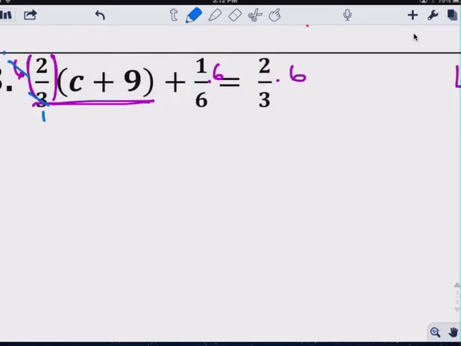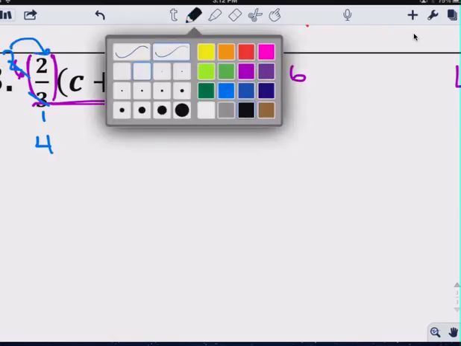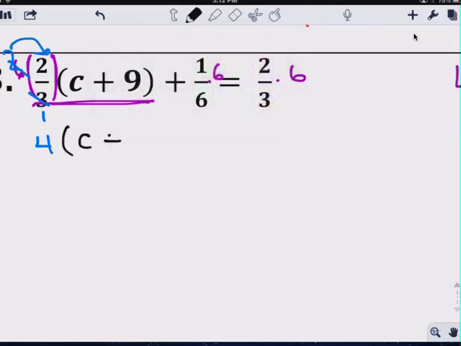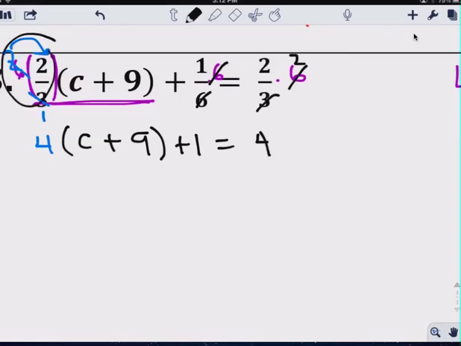That's a 1, that's a 2. That gives me a 4. 2 times 2 is 4. Now, everything else inside, C plus 9, stays the same, okay? And then 6 and 6 cancel out, you got plus 1. 3 and 6 cancel, that's 2, gives you a 4. Okay, got that? You only multiply these two together, not to the inside. Okay? That stays the same.